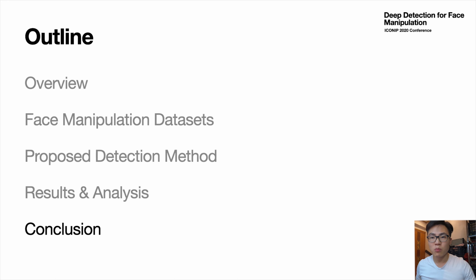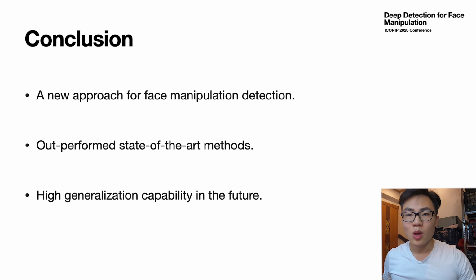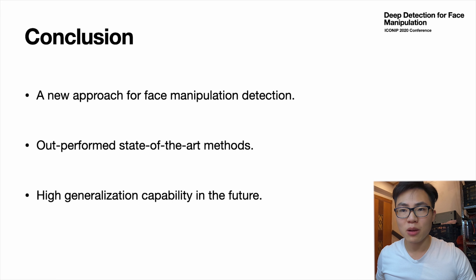Now it's time to summarize the paper. We have introduced a deep learning approach for detection of face manipulation. It first learns the contrastive features, which are then taken as input to a simple binary classification network. Results show that our method is effective and outperforms state-of-the-art techniques in most cases.